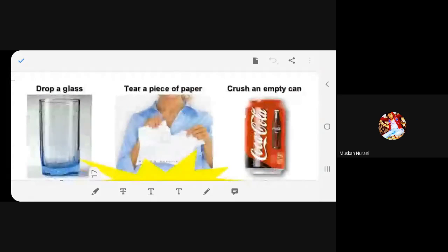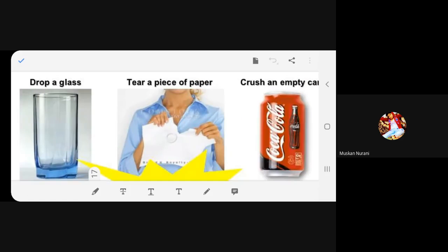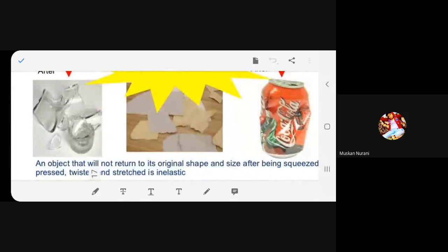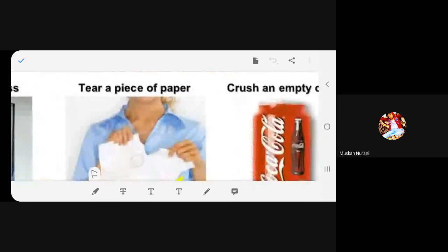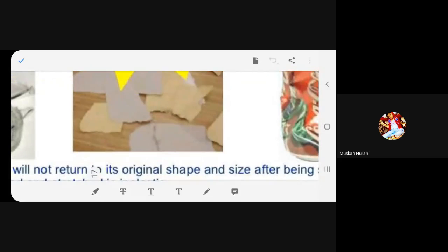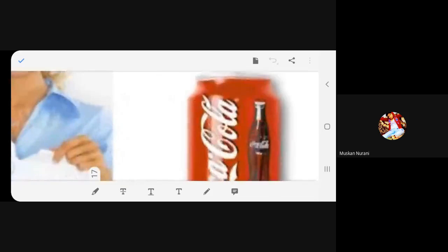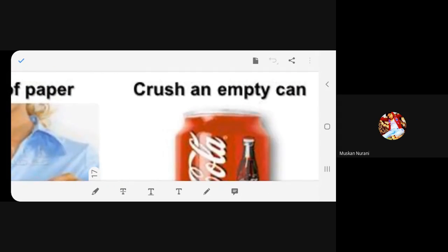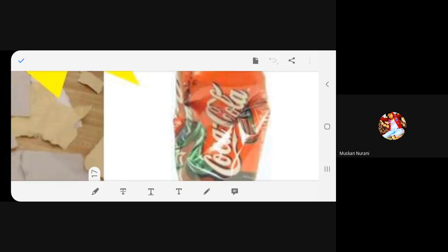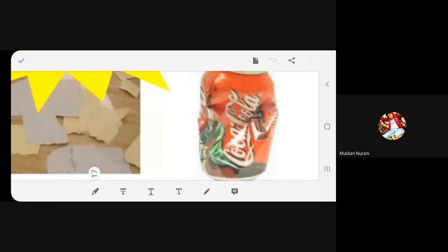Now see whether these are elastic or not. Drop a glass. What happens? See, what happens? It breaks, right? Tear a piece of paper. See what happens? You made pieces of paper. Third one, crush an empty can. See what happens? The can is crushed. Got it? Yes, ma'am.